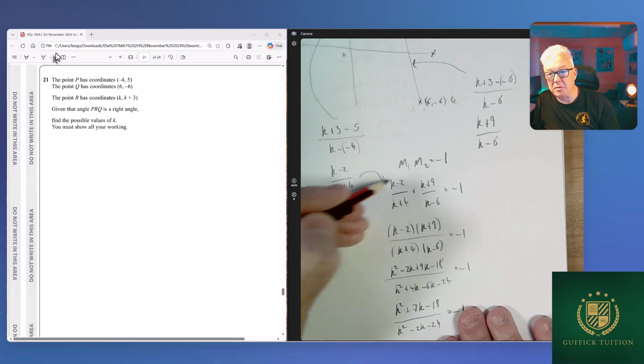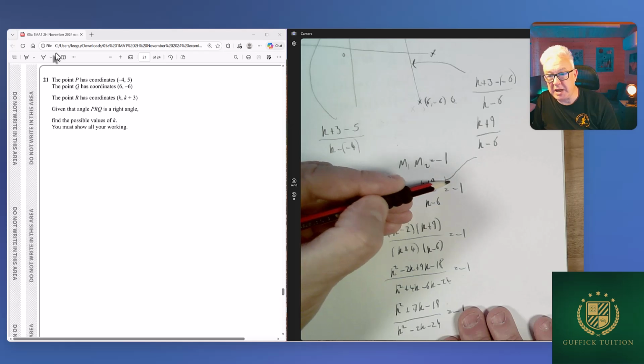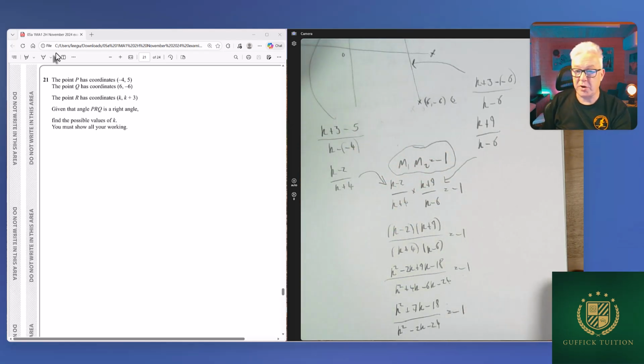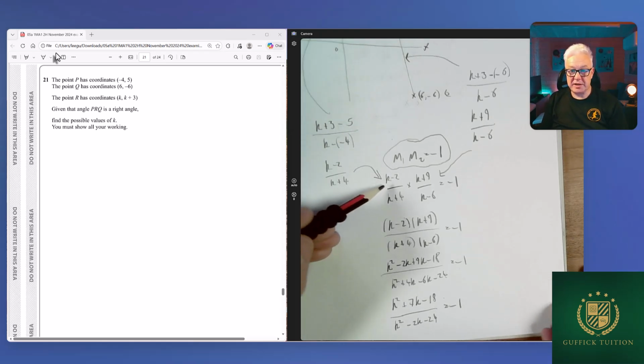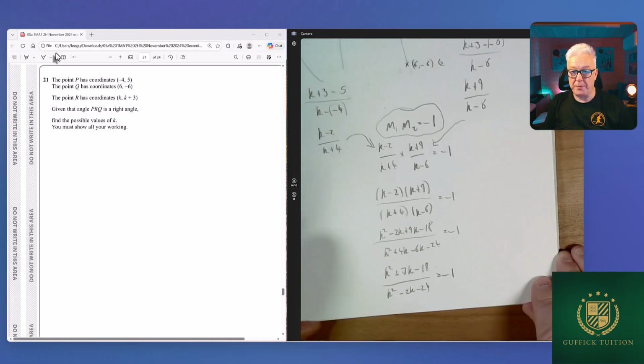Now, we've got an expression for both of our gradients, and we're now going to use the fact that the two lines meet at a right angle. Remember, the property for lines that meet at a right angle is that the product of their gradients is going to equal -1. So if I times this gradient expression by this gradient expression, it should be equal to -1.